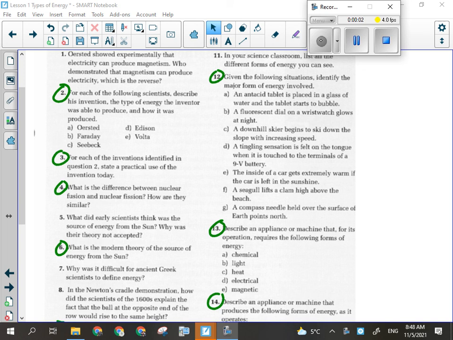All right, so for question number 2, we're looking to describe each of the following scientists' invention, the type of energy the inventor was able to produce, and how it was produced. So what did Ørsted produce? There was an electrical current in the wire, and the electrical current could produce magnetic effects. Right, he produced magnetic energy essentially from electrical energy with his current carrying wire and compass apparatus.